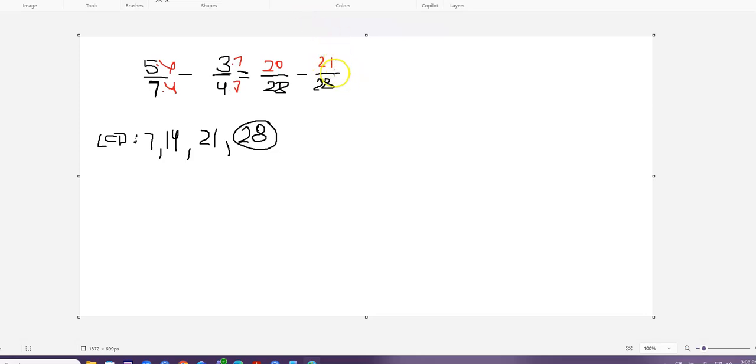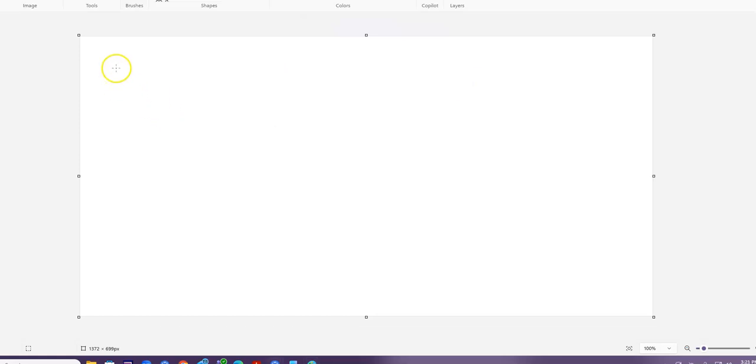Now the question is how we subtract. Now we have two fractions with the same denominator, or, as we call it in algebra, like denominators. When the denominator is the same, the result of subtraction or addition will have the same denominator unless you simplify. 20 minus 21 is negative 1. So you can put negative 1 here, or you can put the negative sign in front. 1 over 28. So we need the least common denominator when we add or subtract fractions with unlike denominators.